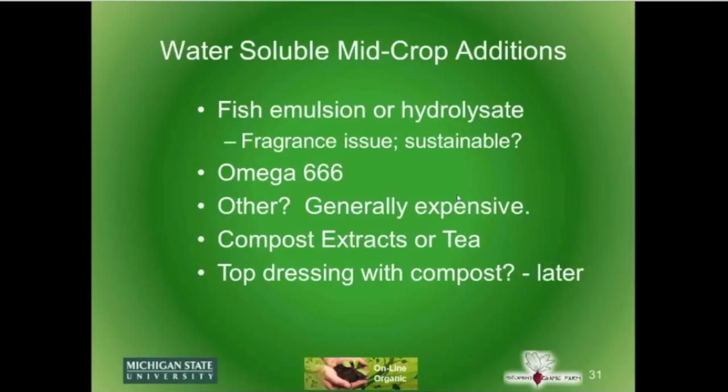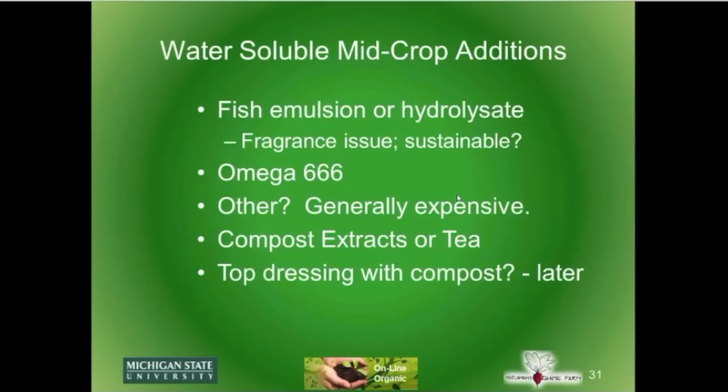The omega-666 is something that's available from California. Harmony Valley handles that, and it goes for almost $200 for a 5-gallon pail, but it works very well, and it can be easily diluted.